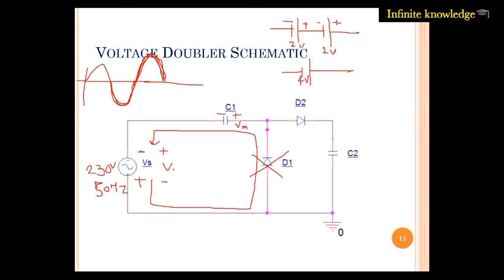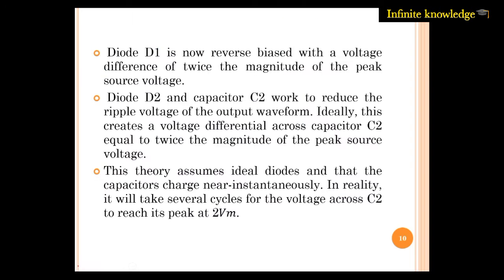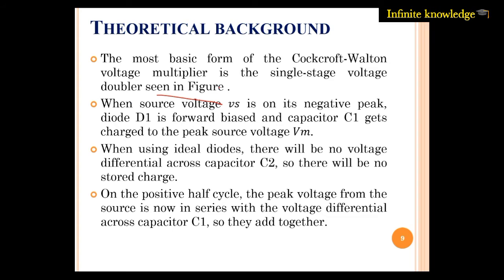Here you can say this is also Vm and this is also Vm, and the polarity is minus plus minus plus. According to this phenomenon we get 4 volt, so we get 2 Vm. This 2 Vm voltage comes across the capacitor C2. This is what we are trying to explain in this circuit diagram or theoretical background.